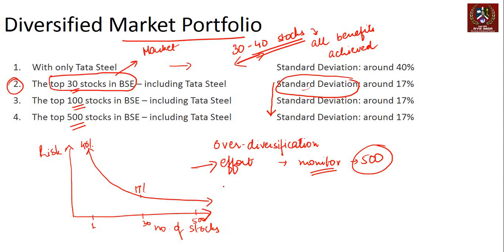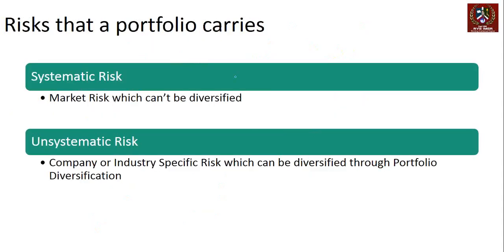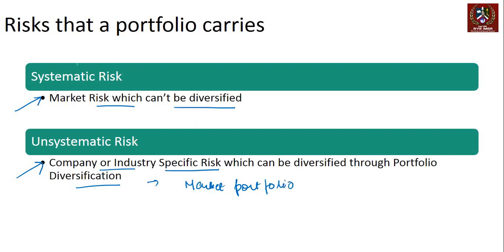Next stage that comes in is talking about what is the risk that one particular stock adds to the portfolio, right? That is given by basically something called beta, right? We will revisit our discussion around the risk that a portfolio carries in terms of systematic risk and unsystematic risk, right? Systematic risk is market risk which cannot be diversified. Whatever can be diversified, company or industry specific risk, can be diversified through portfolio diversification. Once you have reached the market portfolio, the risk that cannot be diversified away is now known as the systematic risk, right? That's known as beta of the portfolio.